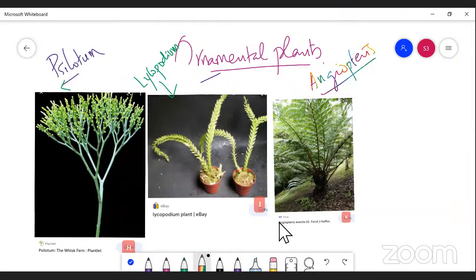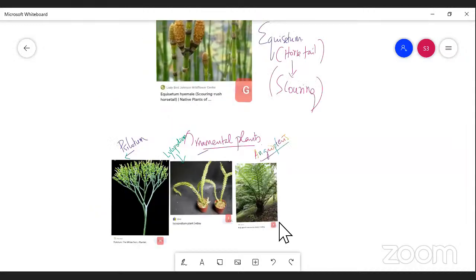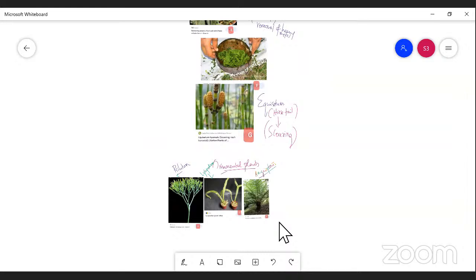I repeat once again, there are many plants out there, but some plants I just collected from the internet, right? I wanted to show some plants to you. Thank you for joining, my dear students. I would like to just review once again.